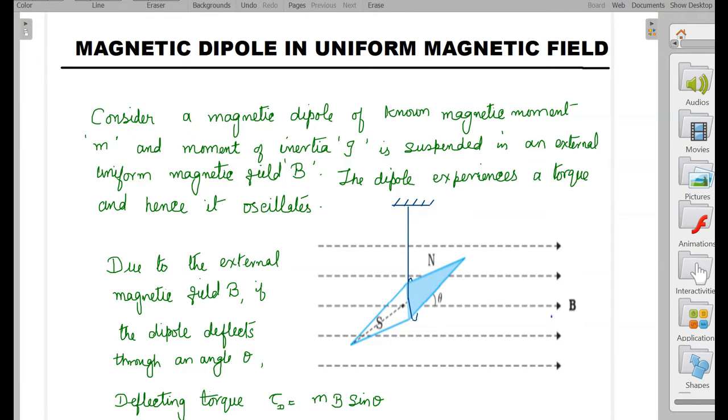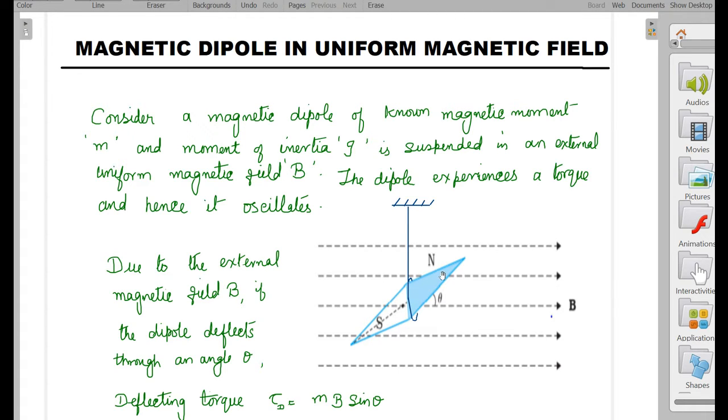Magnetic dipole in uniform magnetic field. Let us see if a magnetic dipole is suspended in an external uniform magnetic field. We have considered a magnetic needle which acts as a magnetic dipole.